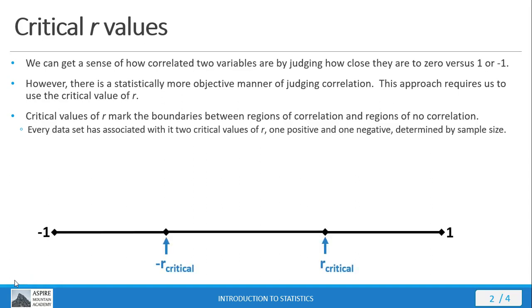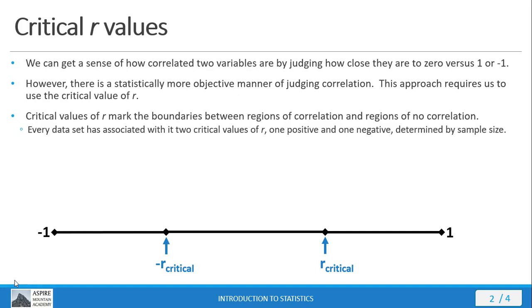So supposing we have a number line here that goes from -1 to 1. So this number line will contain all the possible values for R. Remember, R can't be greater than 1 or less than -1. We have two critical values, one that's positive and one that's negative, and those values will be located somewhere on that number line between 1 and -1.